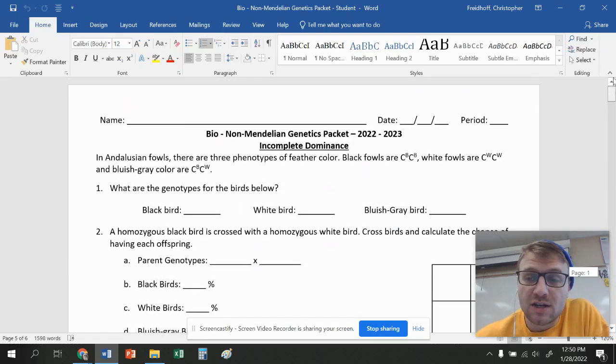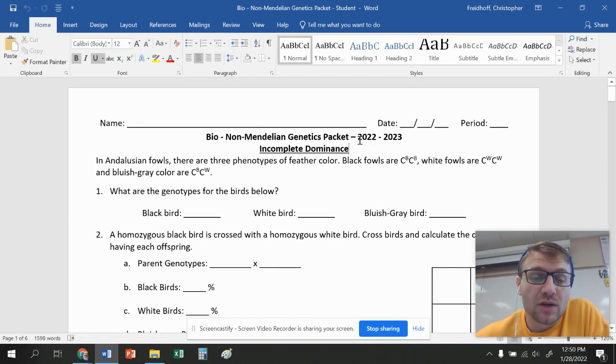So this is my non-Mendelian genetics packet. You can work through it at your own pace. If you have a question, send me an email.